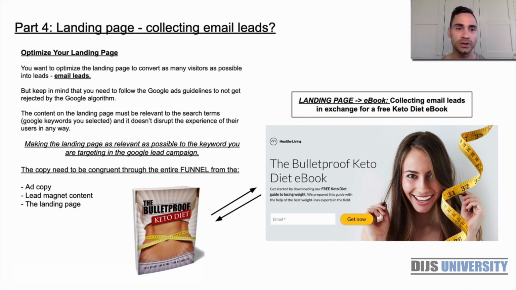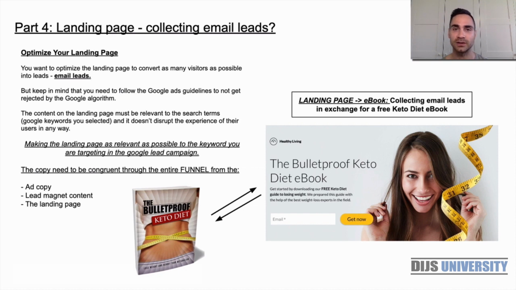But keep in mind that you need to follow the Google Ads guidelines to not get rejected by the Google algorithm. So they will actually check if everything is congruent with the message you are saying inside the lead magnet campaign. So the content on the landing page must be relevant to the search terms, so the Google keywords you selected for your lead magnet campaign, and it doesn't disrupt the experience of their users in any way. So it needs to be congruent.